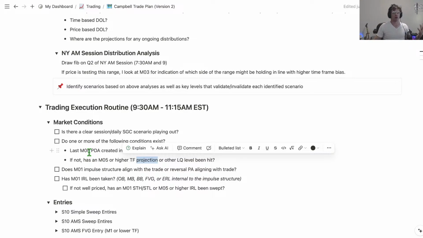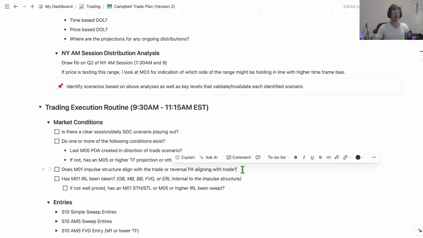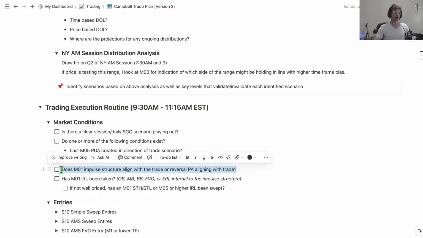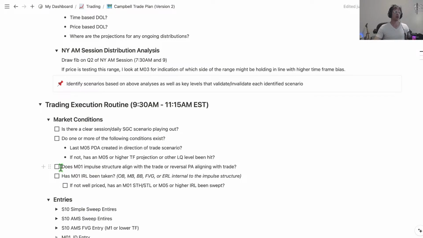we hit an H1, and M5 now has a fair value gap or order block trade in the direction of the trade, or the impulse structure is now in the direction of the H1. So additionally, I want to trade with my M1 impulse structure, or reversal PA. Now, this is not going to be true all the time on the JD entry, and so I'm going to have to accept that. But the JD entry, again, is based on some other things. So this is more for S10 entries.